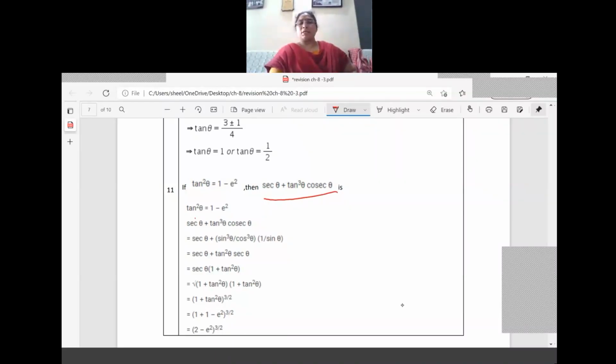So tan square theta is already given. What is that? 1 minus e square. Now, what is to be found out? What is sec theta plus tan cube theta into cosec theta? So we are writing that clearly: sec theta plus sine cube theta by cos cube theta into 1 minus sine theta only. So what happened here? When we are writing sec theta plus sine cube theta divided by cos cube theta into 1 minus sine theta, right?